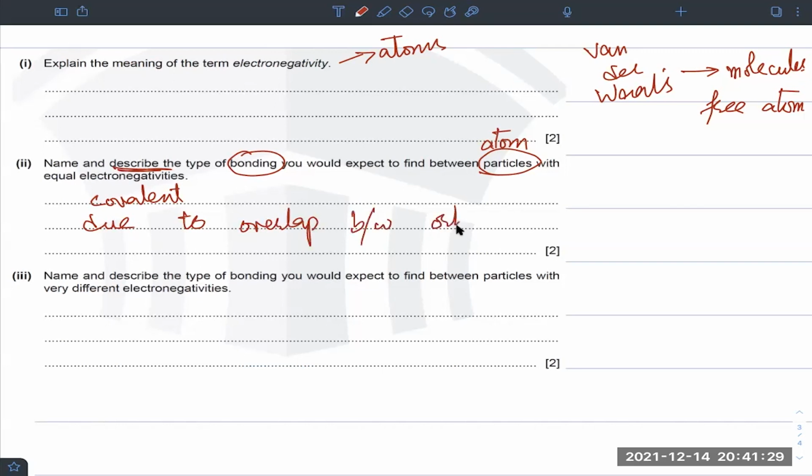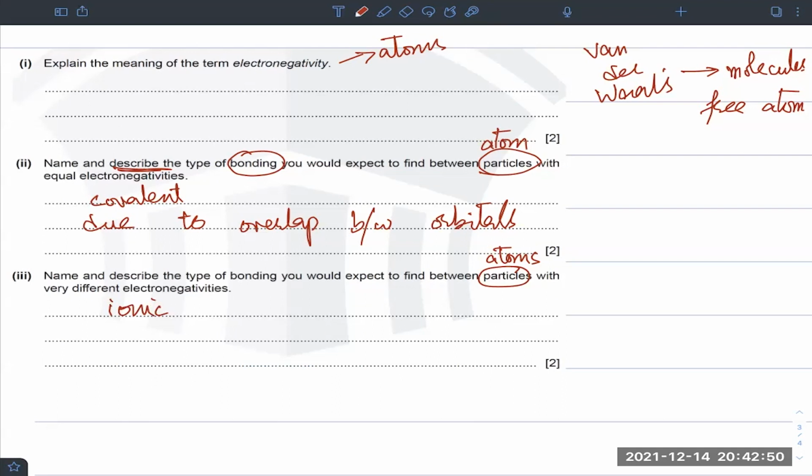between orbitals. Acha, name and describe the type of bonding you would expect to find between particles. Again, because you're talking about electronegativity, read it as atoms with very different electronegativities. Sir, would it be ionic? Yes, ionic. And why does ionic occur?